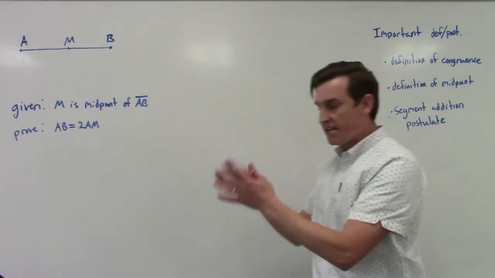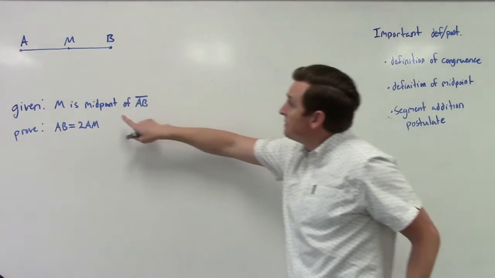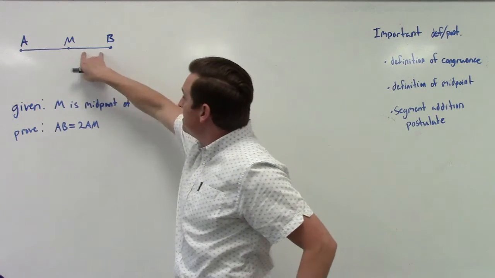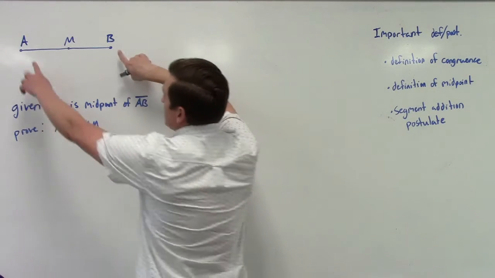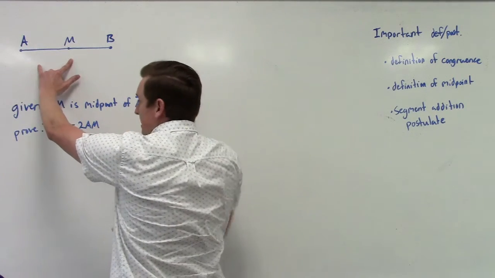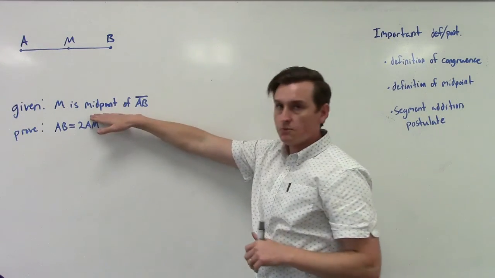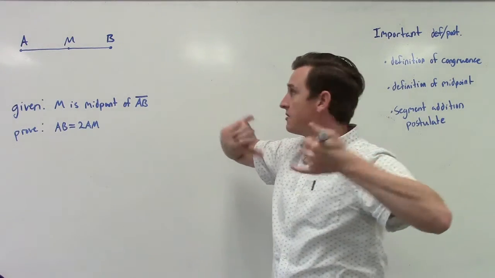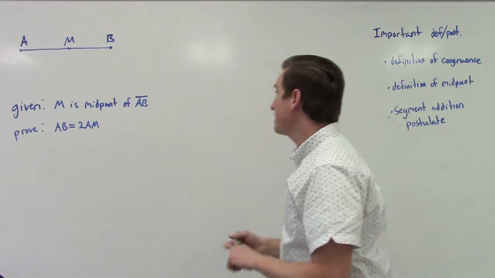Okay, so now let's actually get into the proof and see what's going to happen here. Given M is the midpoint of AB, prove AB is equal to 2AM. So we want to prove that this length is twice the length of this guy. Now, when we talk about midpoint, that should automatically have you thinking congruence, right? Midpoint means it cuts it into congruent segments. That's the definition of midpoint.